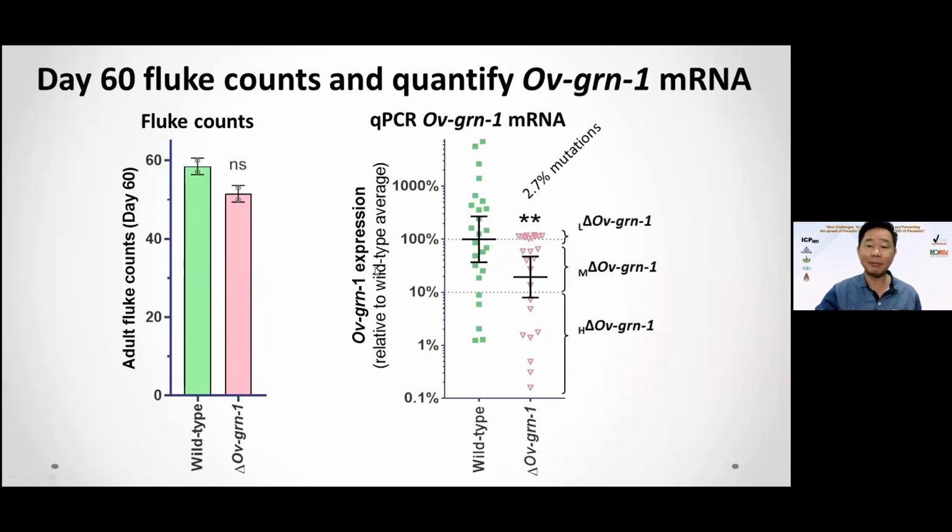And we check the mutation of the gene by using next-generation sequencing. We take that worm and send it for sequencing to see the target. There are about 2.7 mutations. Some of them are low, some medium, and some high. Not the same mutation level.